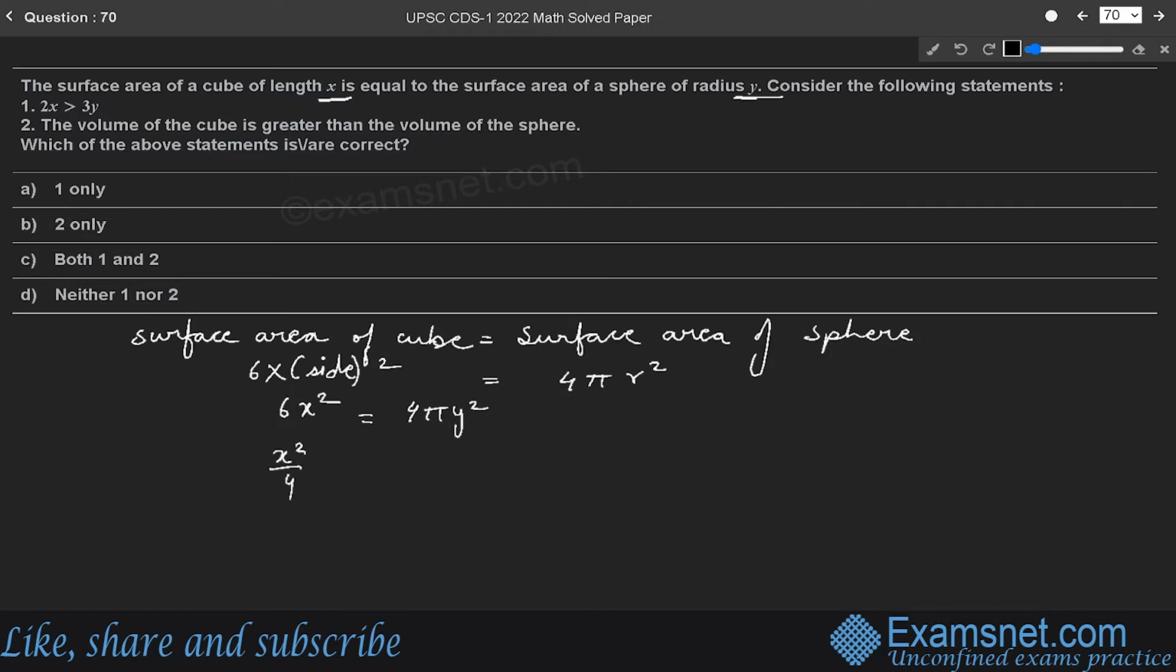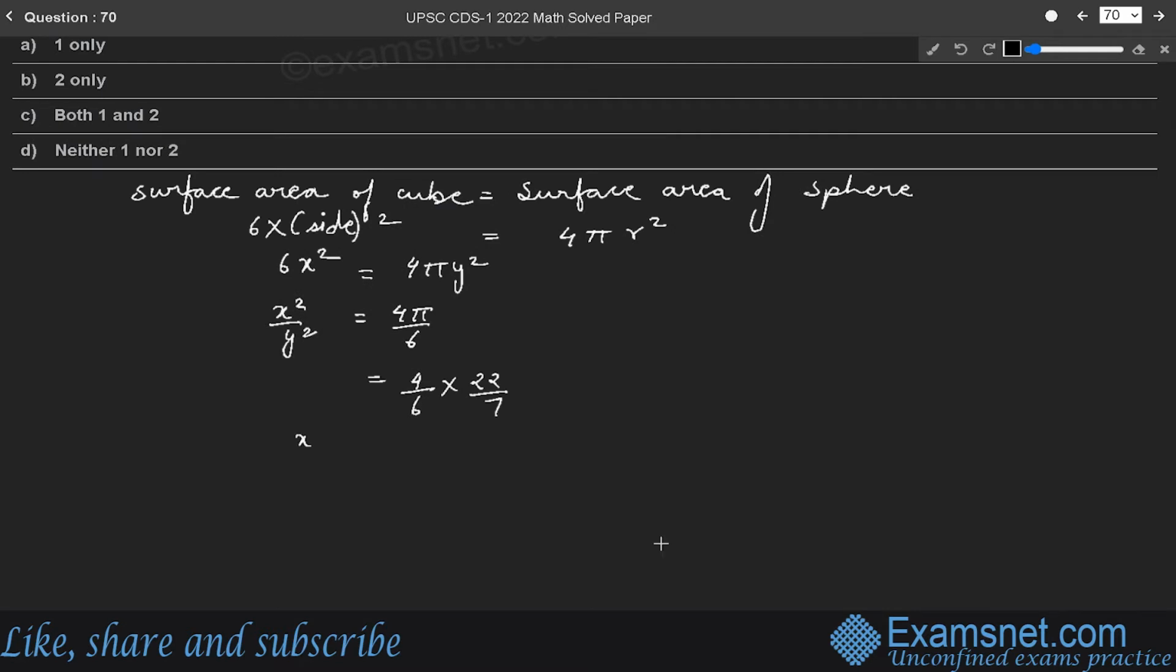Therefore, x square by y square is equal to 4 pi upon 6, or it can also be written as 4 by 6 into 22 by 7. On further solving this, x square by y square will be equal to 44 upon 21, and we can say that x upon y will be equal to under root of 44 upon 21.